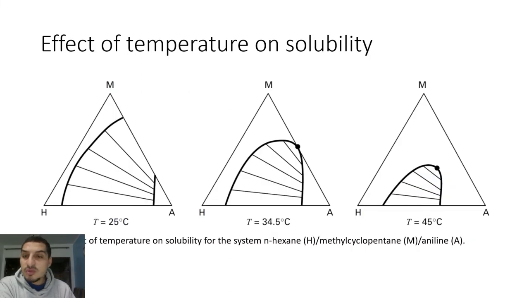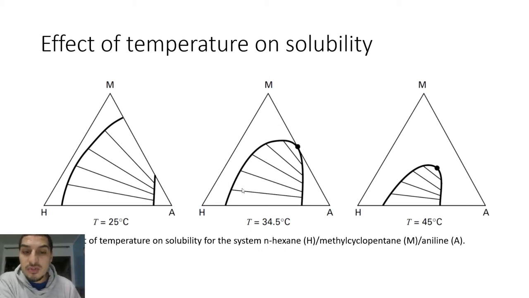One thing that's important to keep in mind when we do the liquid extraction is the temperature. Temperature is very critical when doing the extraction because it affects the two-phase region greatly. You'd see here this is a system of hexane, methylcyclopentane, and aniline, and you'd see that at 25 degrees Celsius the two-phase region is very wide. It's taking almost 80% of the whole area of the phase diagram.